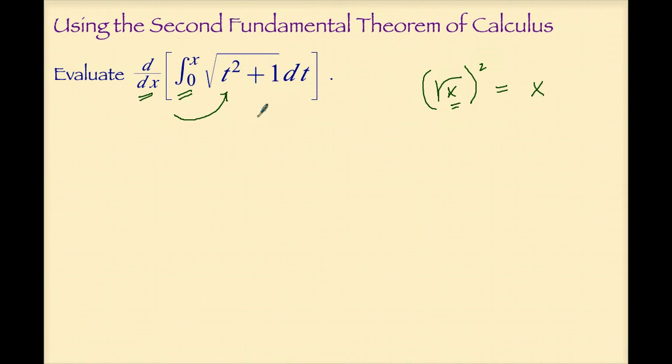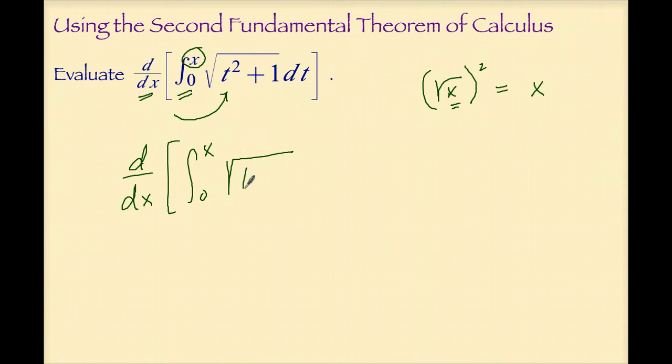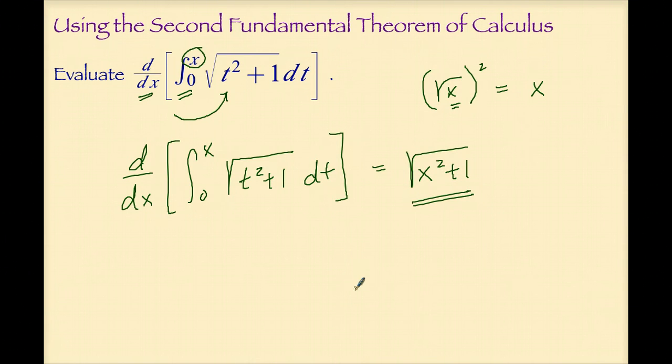This is going to happen here as well, except we have to consider that the upper endpoint of integration is a variable. So to evaluate this, we'll take the derivative of the integral from 0 to x of this function, the square root of t squared plus 1 dt. The result will be the square root of x squared plus 1, a function rather than a numeric value.